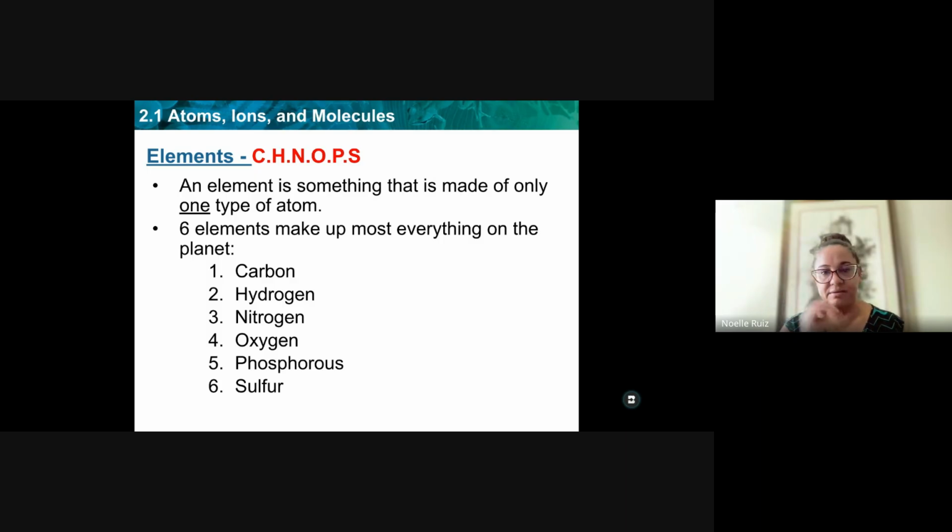Like I said, we're made of a few other things too, but 96% of our bodies, as well as the bodies of every other living thing on the planet, is made of these 6 elements.